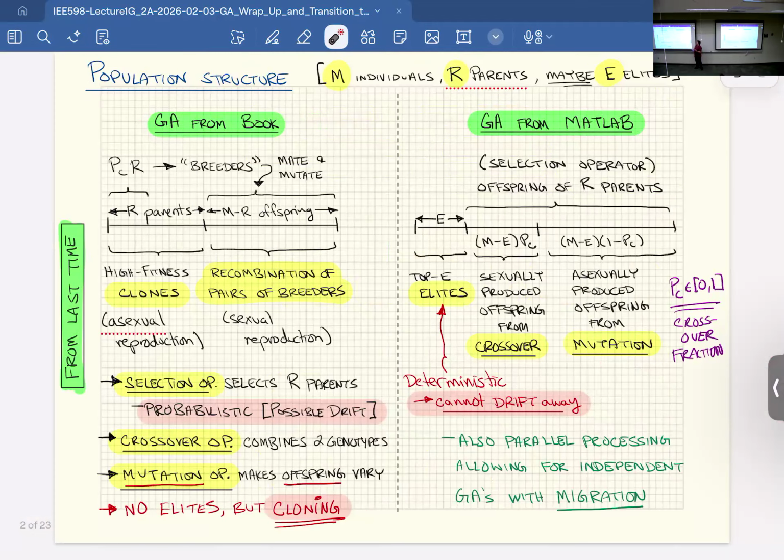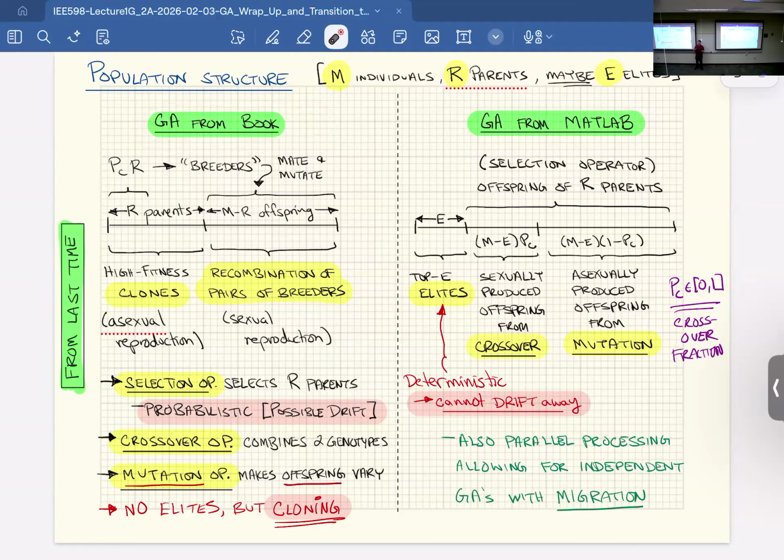But going back to the end of this unit, just as a reminder, I've shown you 2 basic structures of a GA, the GA from the book and the GA from MATLAB. If you'd like to see the pseudocode of the GA from the book, I've made that a little easier to find. If you go onto the Canvas site and go to modules, under Unit 1, there's a link right there. You can see the pseudocode for the GA from this book.